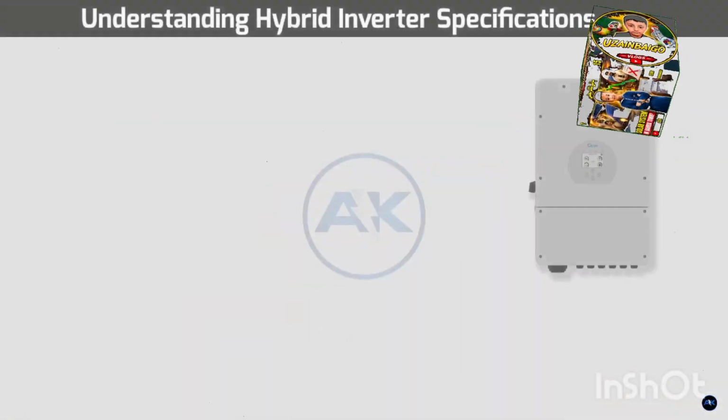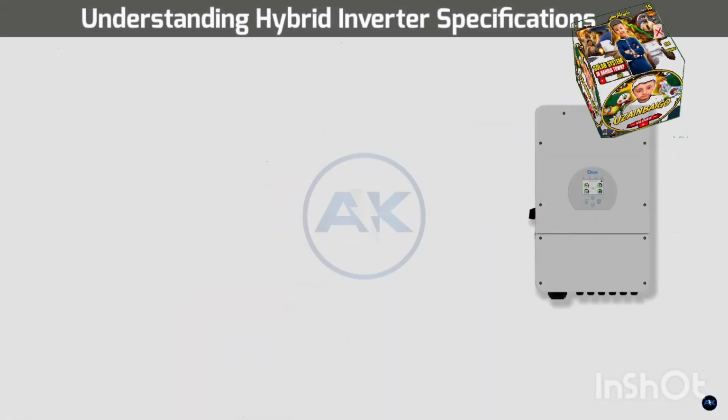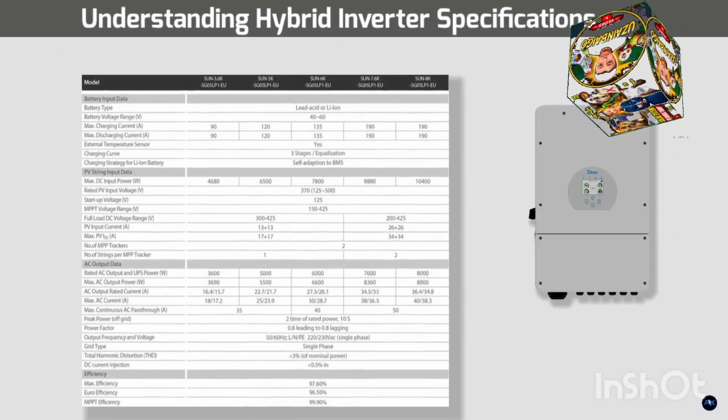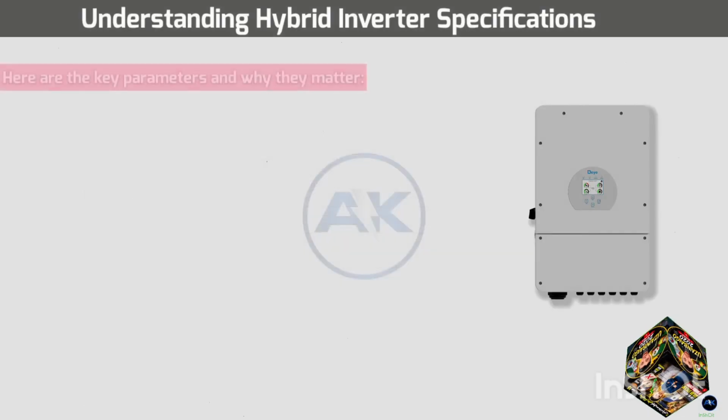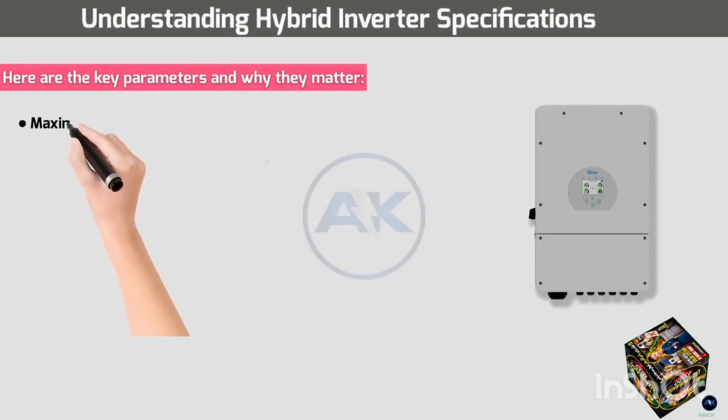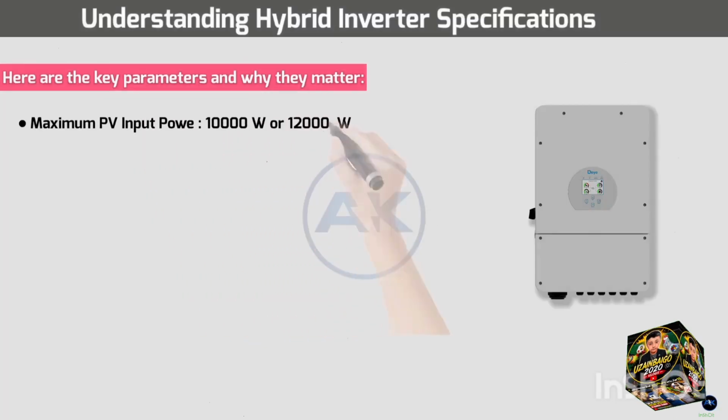Understanding hybrid inverter specifications for an 8 kilowatt system. The inverter datasheet will provide a wealth of information, but for string sizing, we focus on the DC input PV array parameters and potentially the MPPT range. Here are the key parameters and why they matter. Maximum PV input power: 10,000 watt or 12,000 watt, often higher than nominal AC output power to allow for oversizing the PV array for better performance.